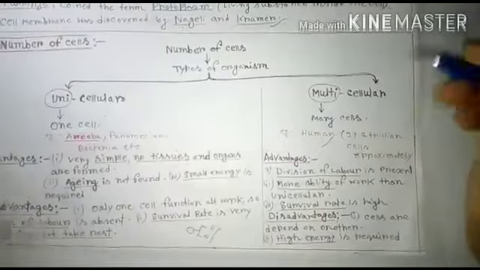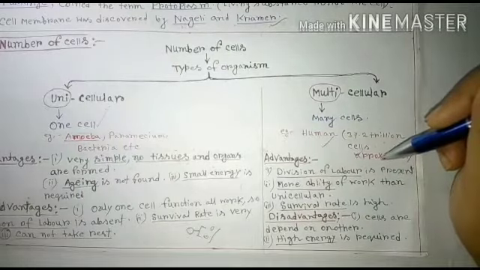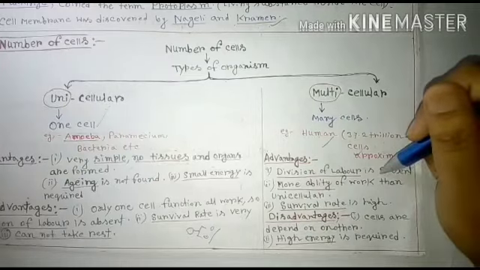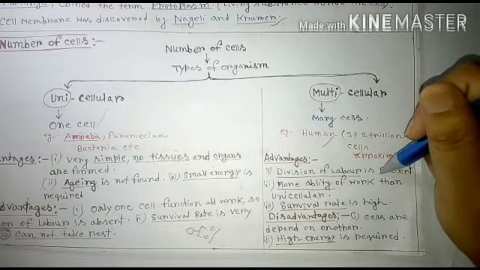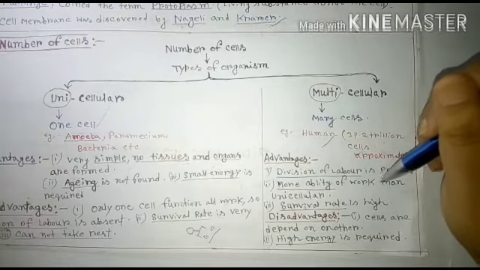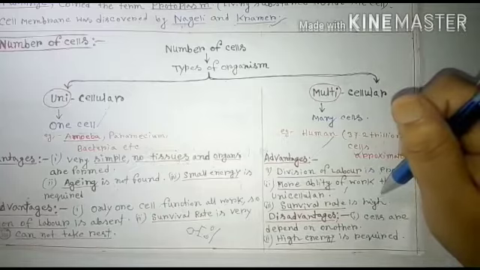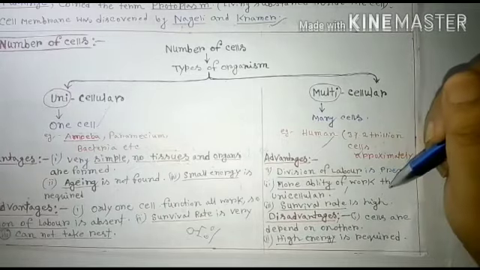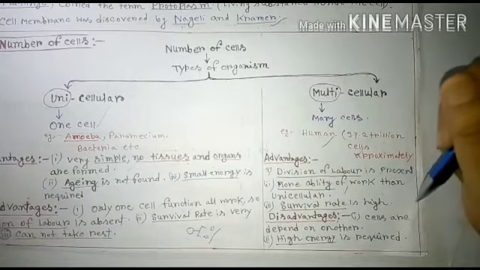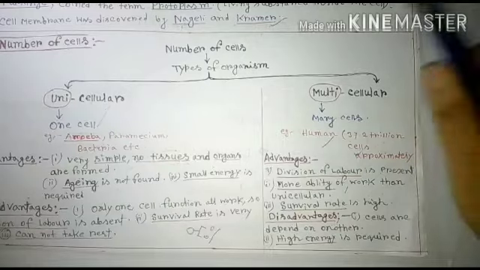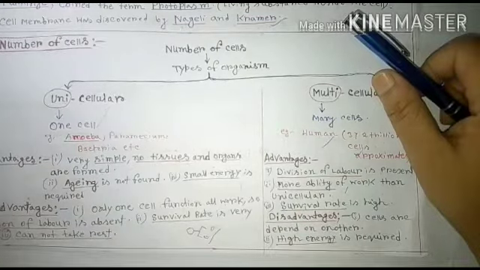But in the case of a multicellular organism, the advantage is that division of labor is present, because there are so many cells and their functions are different, and they have more ability to work than unicellular, and the survival rate is very high. Disadvantage: what is the disadvantage of a multicellular organism? The cells depend on one another and high energy is required.